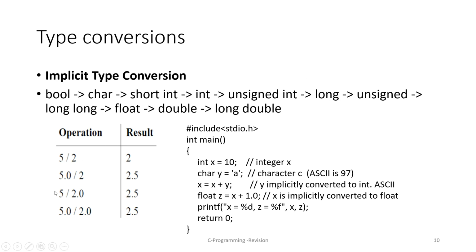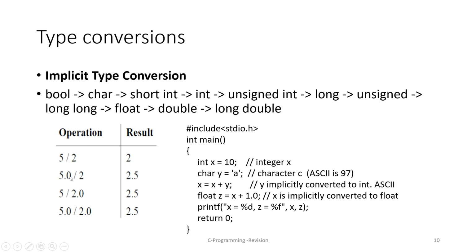Now 5.0 divided by 2. In this expression involving division, the first operand is 5.0, the second operand is 2. This is a float number, this is an integer number. So the result will be in the form of float. 5.0 divided by 2 is 2.5.